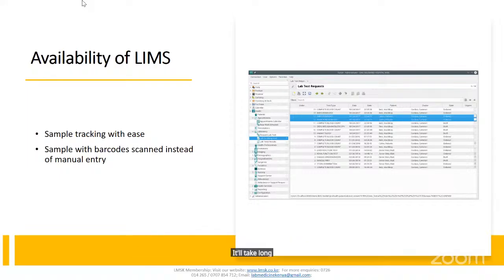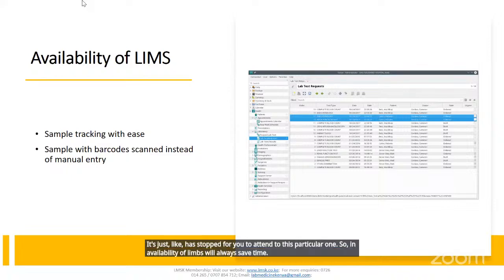And that is also affecting your work on the bench. So your work on the bench has stalled. It has stopped for you to attend to this particular one. So the availability of LIMS will always save time and shorten the TAT.